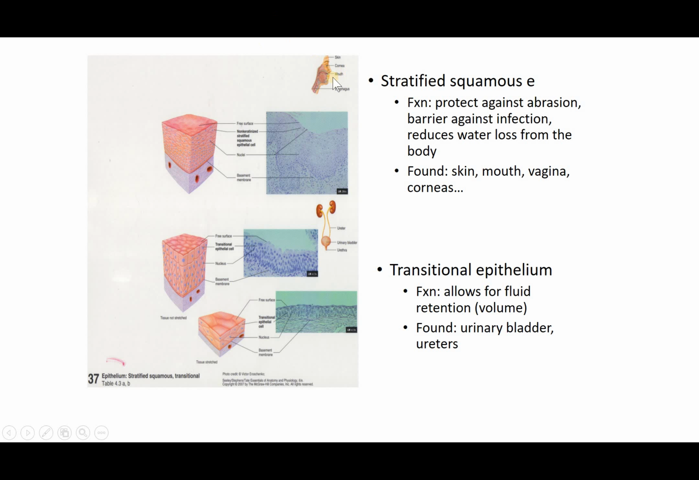Okay, stratified squamous epithelium. Its function, what stratified is more than one layer. Okay, so you're seeing here many, many layers. Here's an animation of it. Many layers. Squamous, looks like fish scale. Its function, protection against abrasion. So there's your barrier, there's your protection. Thick, things that are thick like to protect. Prevents water loss. Okay, found in skin, mouth, vagina, cornea.